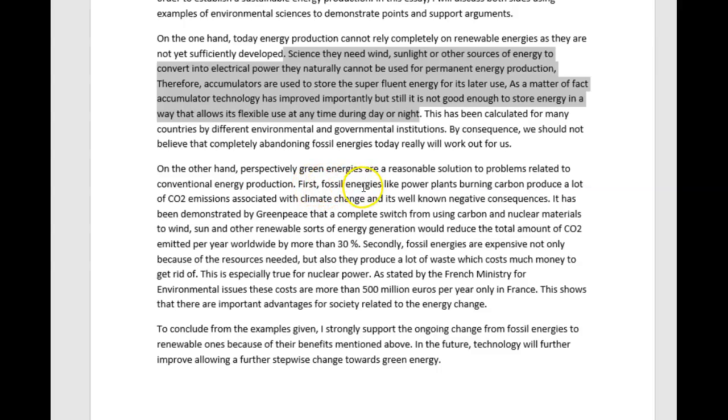"So fossil fuels like power plants burning carbon produce a lot of CO2 emissions associated with climate change and its well-known negative consequences. It has been demonstrated by Greenpeace that a complete switch from using carbon and nuclear materials to wind, sun, and other renewable sources of energy generation would reduce the total amount of CO2 emitted per year worldwide by more than 30%." That's a super long sentence.